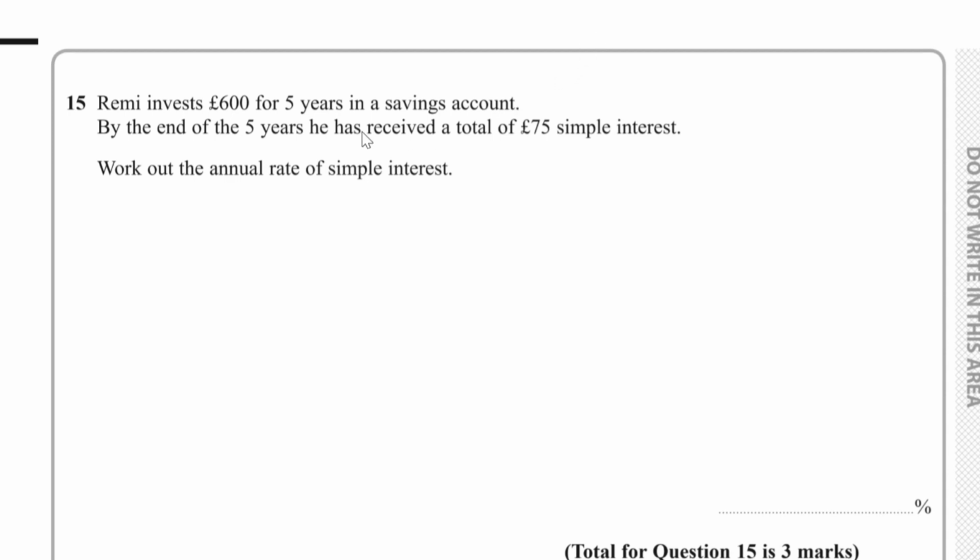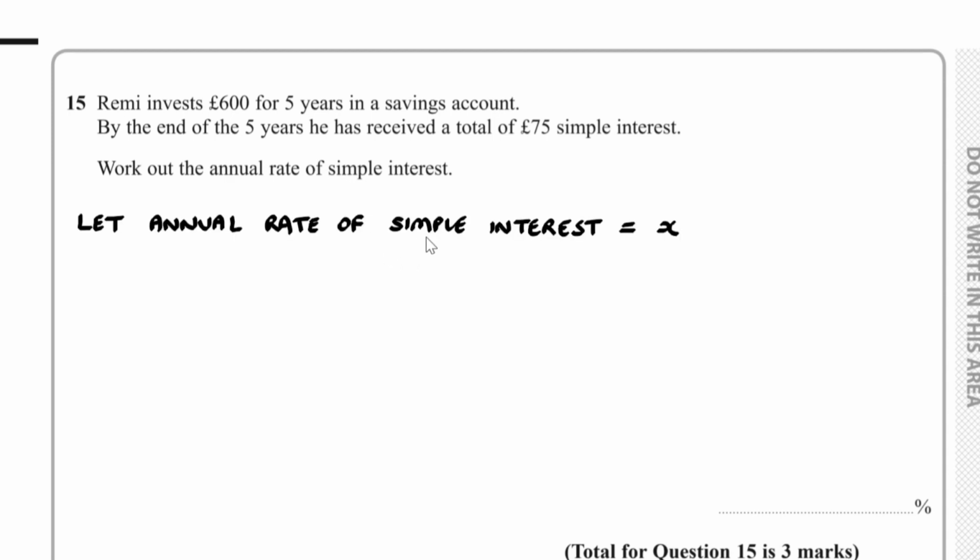Question number 15. Remy invests £600 for 5 years in a savings account. By the end of the 5 years, he has received a total of £75 simple interest. We have to work out the annual rate of simple interest. Well, if I let the annual rate of simple interest equal x, which is what I'm finding, we can find out the interest for 1 year.